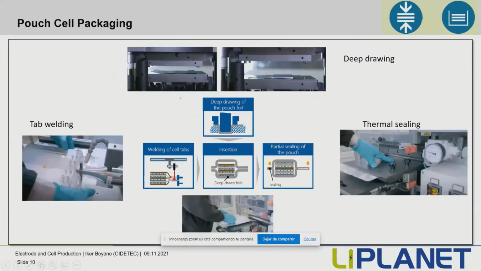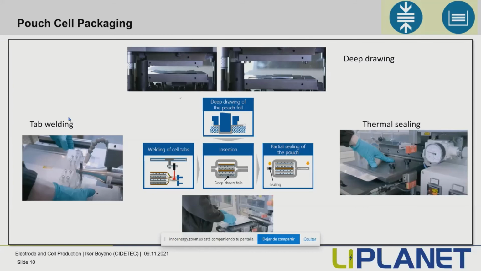Okay. When you have the cell pouch, the stacking, then you are doing the packaging. For doing that, the first step is the tab welding. You can do it using ultrasound or laser welding. We are using ultrasound, and depending on the number of tabs and the material that you are using in the current collector, you have different welding protocols.